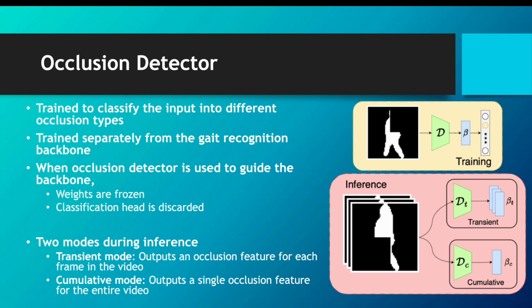And during inference, when it's being used to guide the backbone, it can be used in two different modes. The transient mode gives different occlusion features for every frame, and the cumulative mode gives a single feature for the entire video. These modes will become more relevant later on when I talk about them.